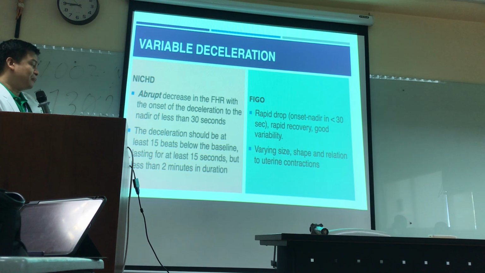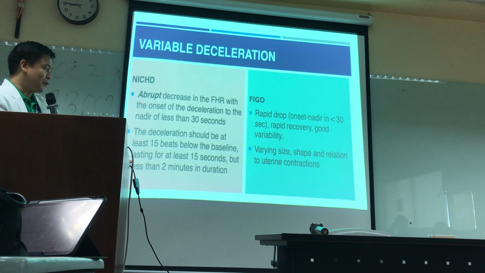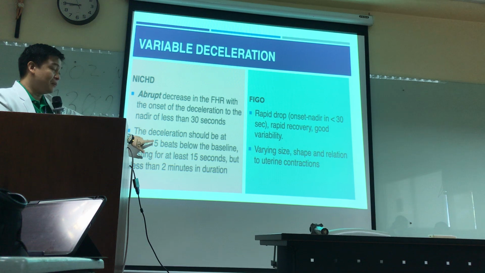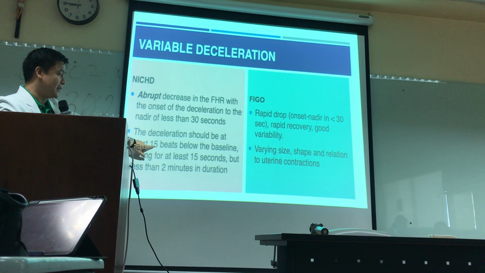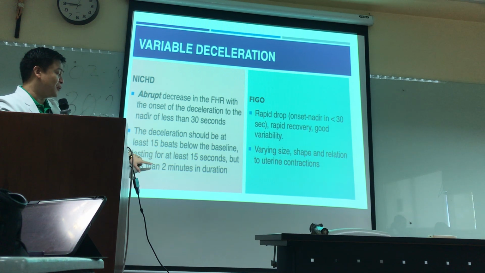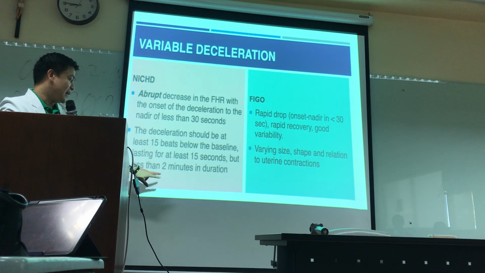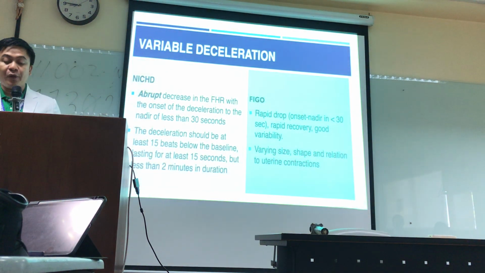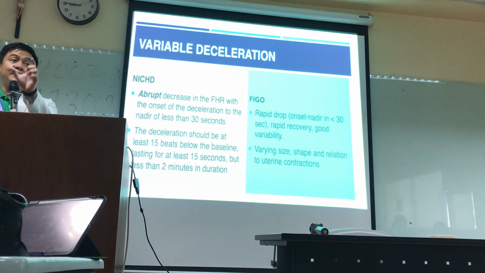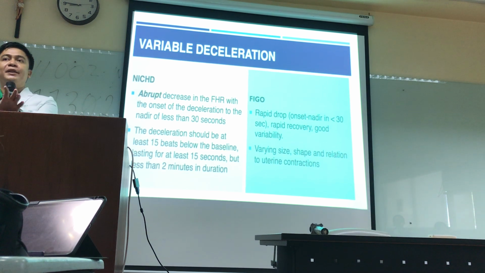Okay, so why is it important na merong ganitong description, no? Your deceleration should be at least 15 beats below the baseline, lasting for 15 seconds, not lasting for more than 2 minutes. So why is it important to categorize na dapat less than 2 minutes lang yung deceleration?